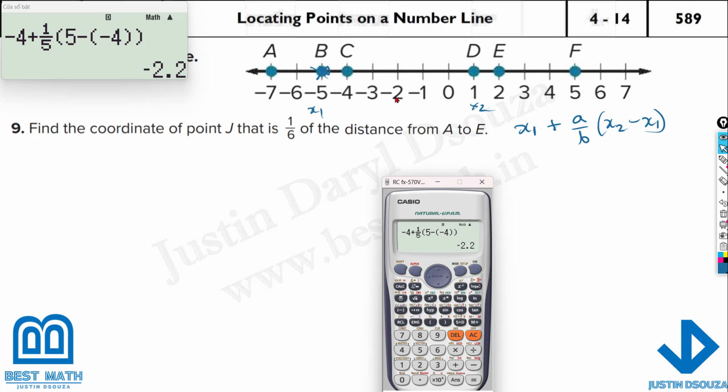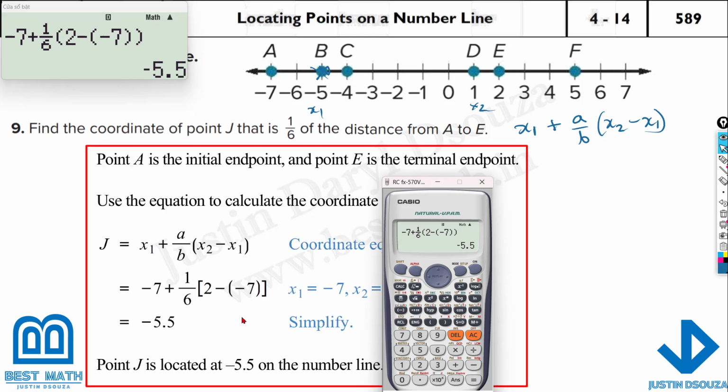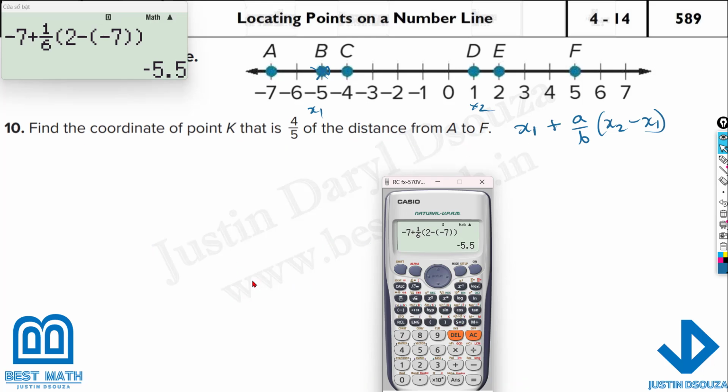Here as well, they have told A and E. So it is minus 7 depending on the points. A is the first point. This is very important. You must take the first point as x1. Then the ratio is 1 by 6. And what do we have for E? It is 2. It's just 2 minus minus 7. So it's again 5.5. That's the answer.